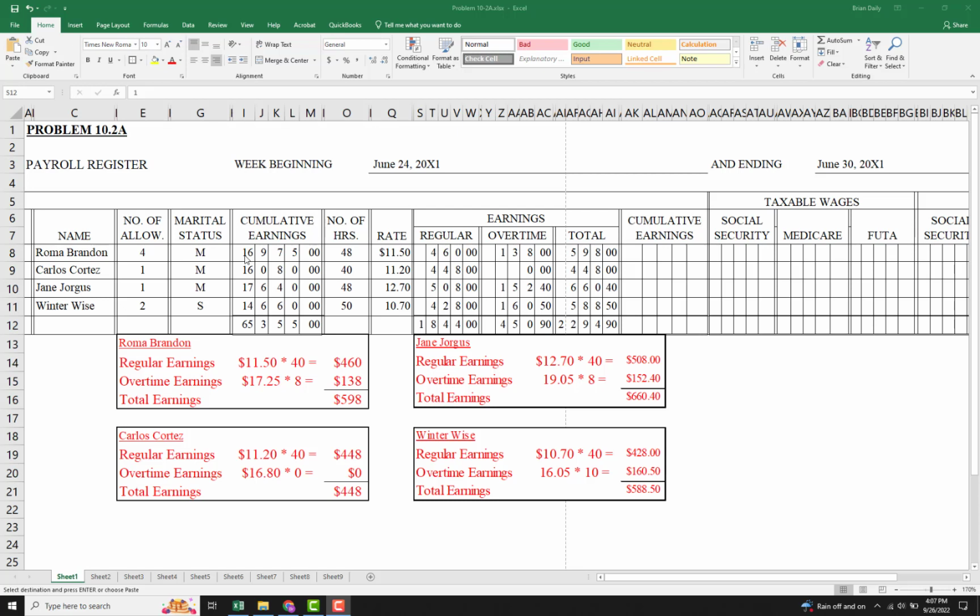So prior to this week's paycheck, so from January 1 through June 23, the day before this week began, Roma Brandon had earned a total of $16,975 before taxes. That was Roma's gross. During the current week, Roma earned $598. So what I need to do now is add that $598 to their prior cumulative earnings to get the updated cumulative earnings, which include this week's pay. And we need to do that for all 4 employees and then total that for the bunch.